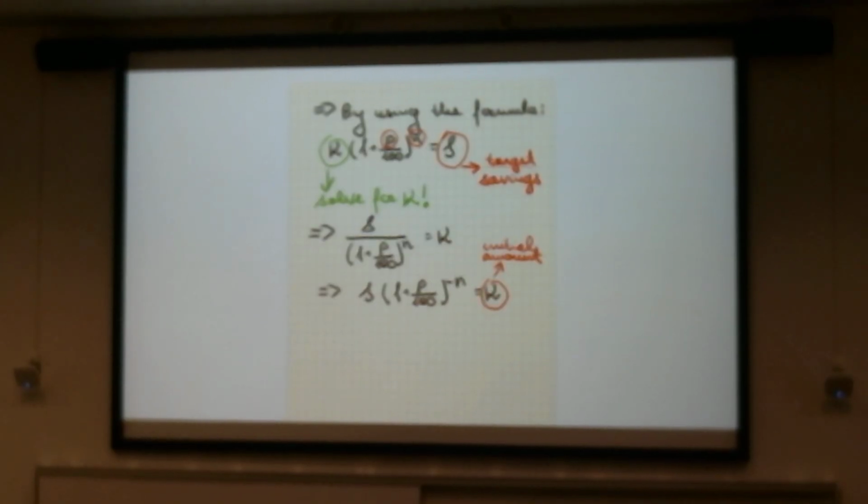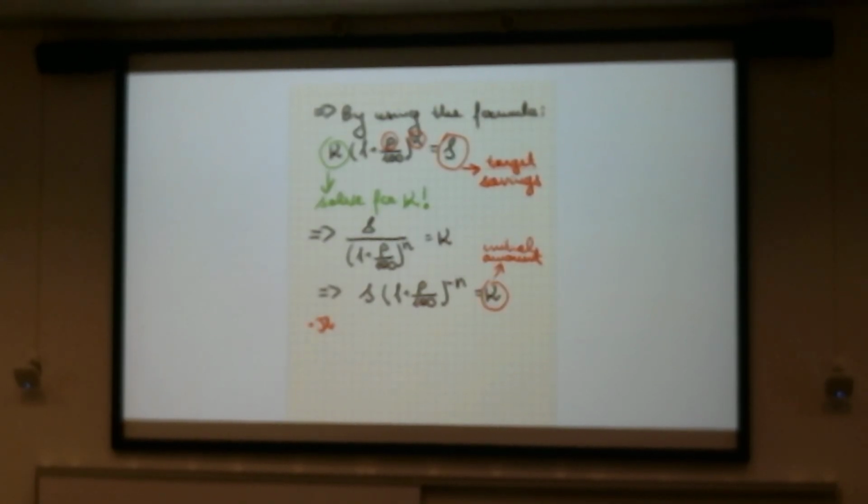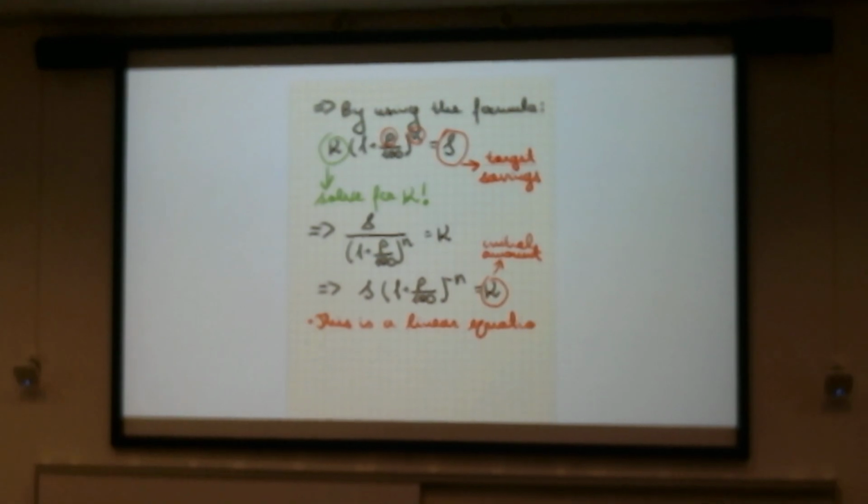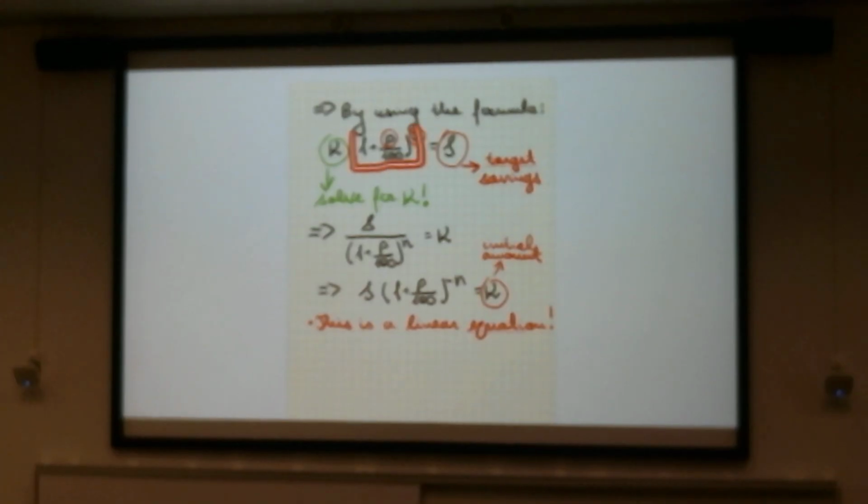The important bit is that this is a linear equation. That's why it's quite easy to solve. We just needed to divide S by this amount, because this is just a number. We know the interest rate, we know N, so we can compute the whole thing here. That's not a problem.